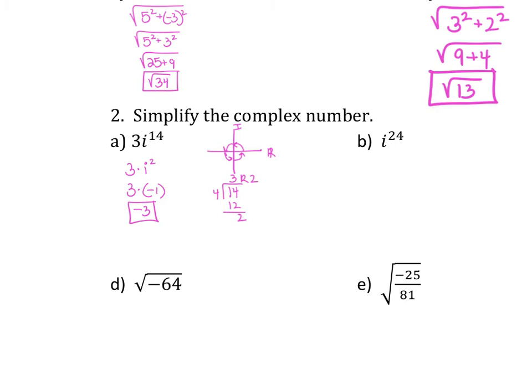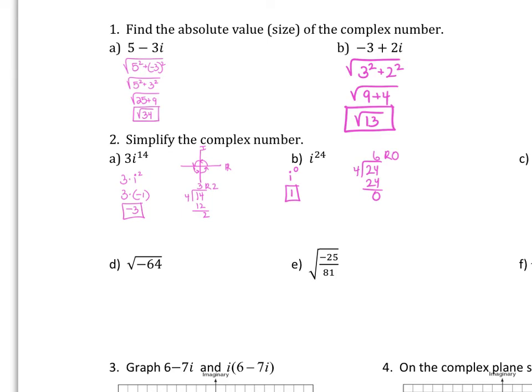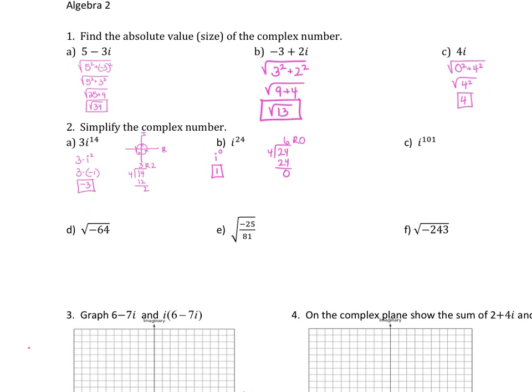I to the 24th. Again, you can think about it. How many full rotations are we doing? 24 divided by 4 is 6. You get a remainder of 0. So that means that I to the 24th is equivalent to I to the 0, which is just 1. Anything to the 0 power is 1. And you can also think that we didn't rotate it at all, so we're starting just 1 in the positive real direction.